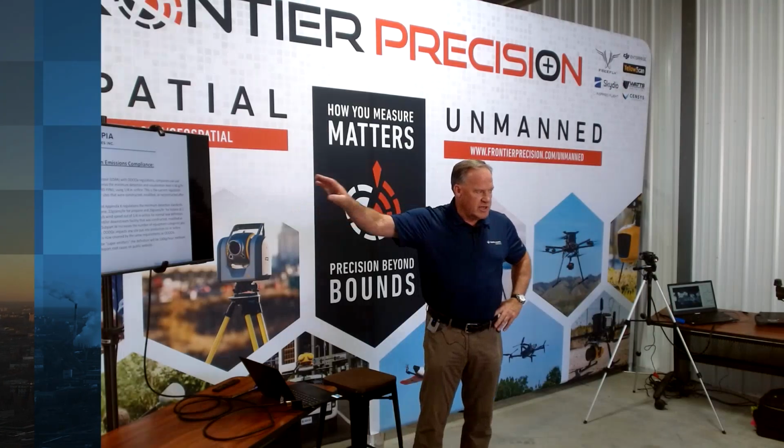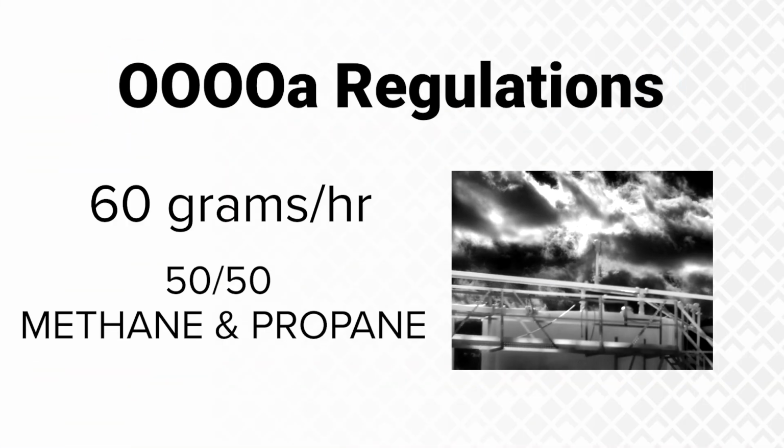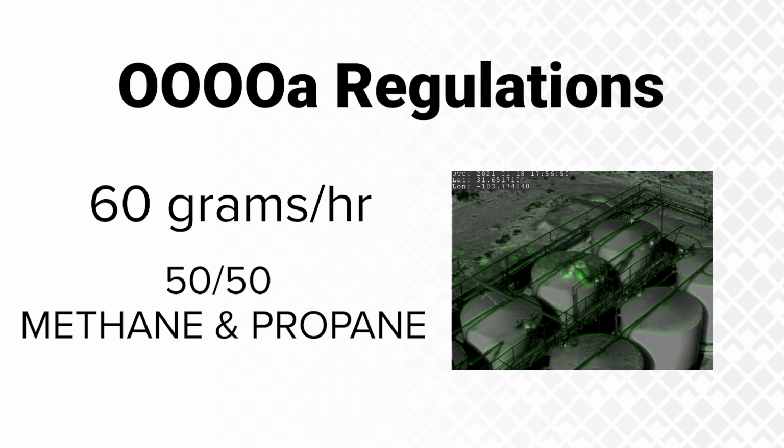OOOOa was originally 60 grams per hour. It was a 50-50 mixture between methane and propane. And so that equates to about 10,000 ppm.